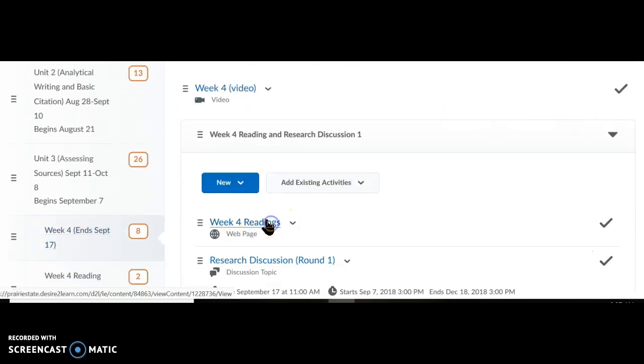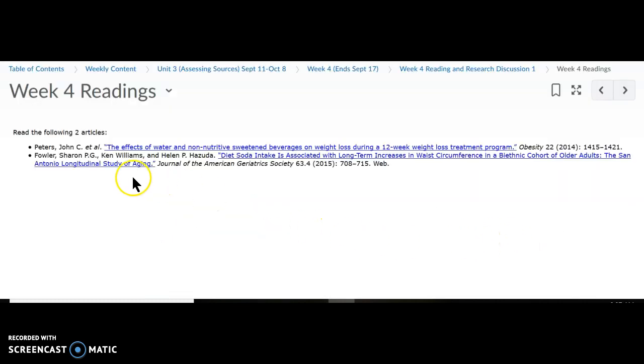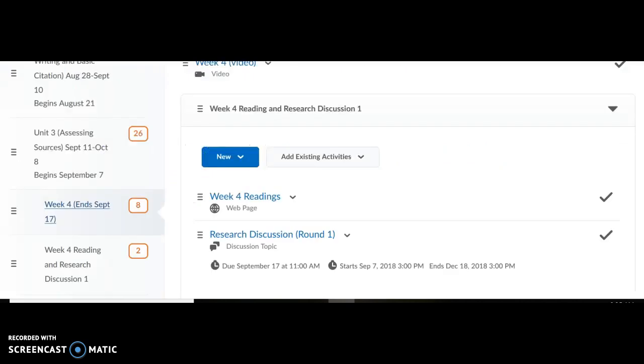So we're going to get down here. I'll open this up real quick. And there are 2 articles, one by John Peters and one by Sharon Fowler. And I want you to read each of these 2 articles. They're both scholarly articles. They'll help us to understand where we're headed going into this essay, okay? So read both of those.